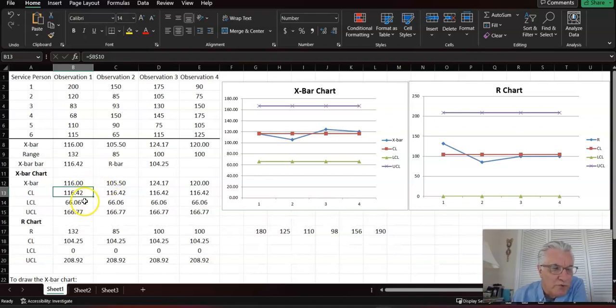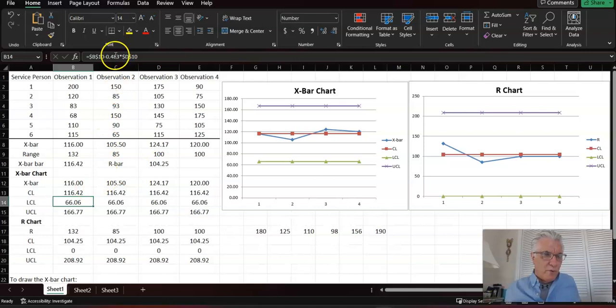The lower control limit is then calculated using the formula you see right here, B10, which is X bar bar minus 0.483 times D10, which is the range. So you're taking the average data minus 0.483 times the total range of the data.